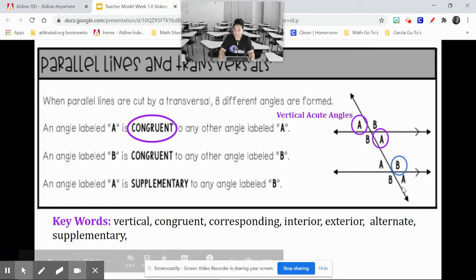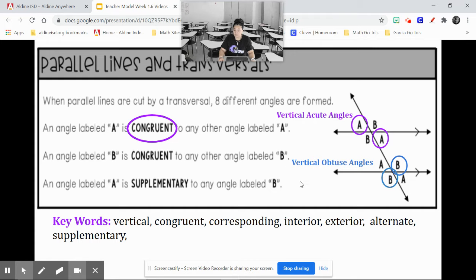We can look at our obtuse angles, and those are lettered with B. So our vertical obtuse angles are also congruent, and we see that we have them also here. So we know that. We see the term congruent here. We need to be mindful of that. And we also see the term supplementary. So we're going to talk about that a little later.